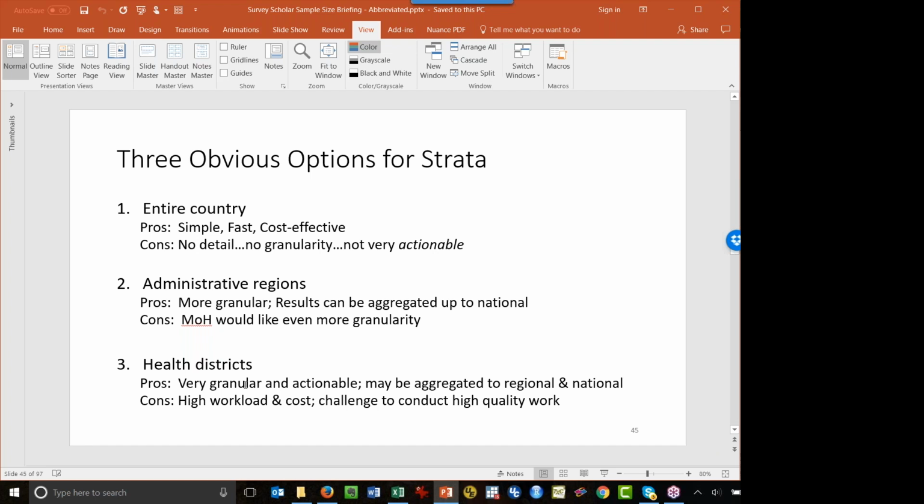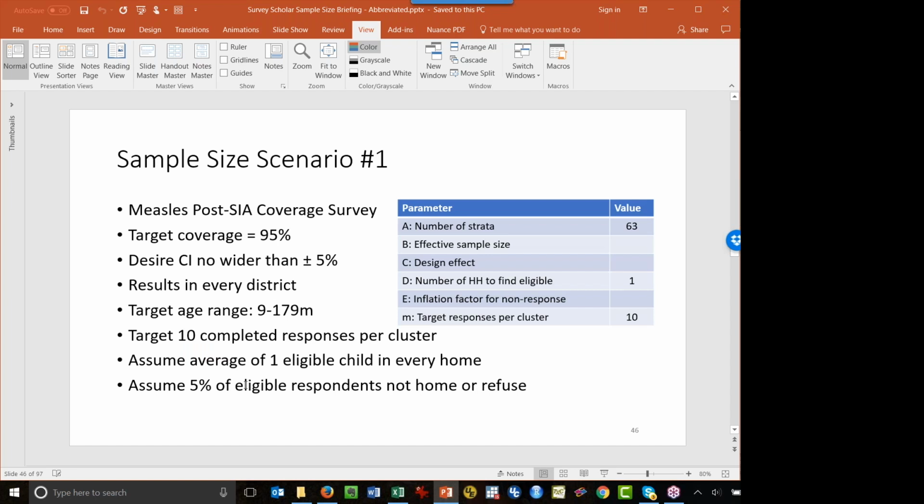And as you expand the amount of work to be done, there's a very real challenge: how do we maintain high quality work? How do we know that we are hiring people who are going to take this very seriously and do the extra work that is required to do a high-quality survey? So there are some trade-offs there.